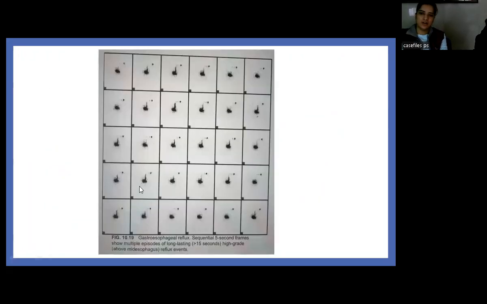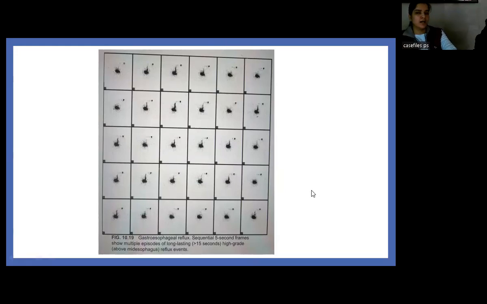This is the image of one scintigraphy in which sequential 5-second frames of multiple episodes of long-lasting reflux have been detected. This is the stomach, and this is the marker for the mouth. We have seen that reflux is occurring in the esophagus up to beyond the mid esophagus.